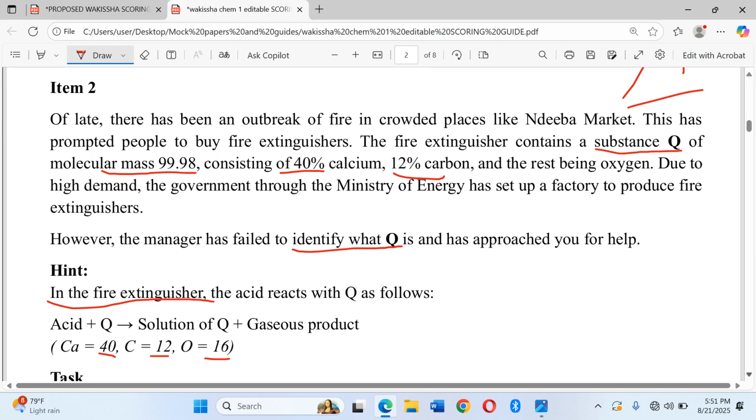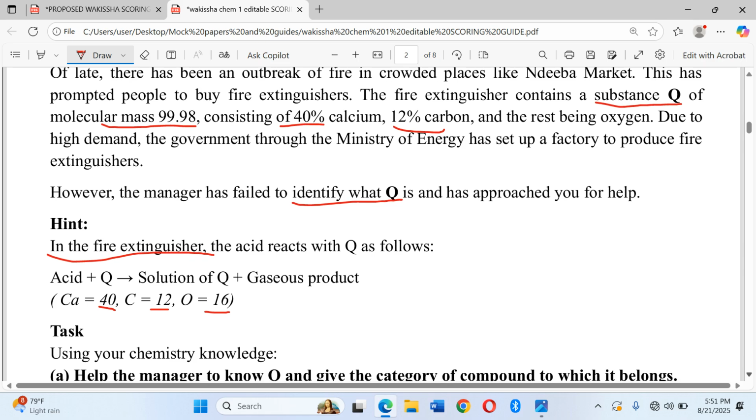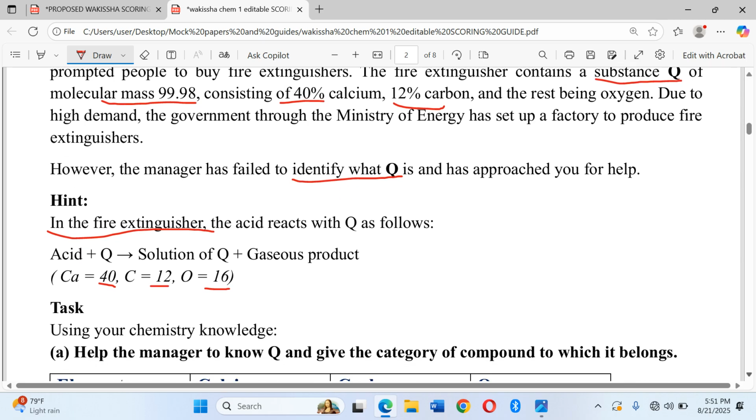Now the task. I just want to bring the task. Okay. The task is here. The scenario is still there and also the task. Using your chemistry knowledge, help the manager to know Q and give the category of compound to which it belongs. So in this, they want you to help the manager to understand what Q is. After understanding what Q is, you also help the manager to identify where the Q belongs. Where does Q belong?